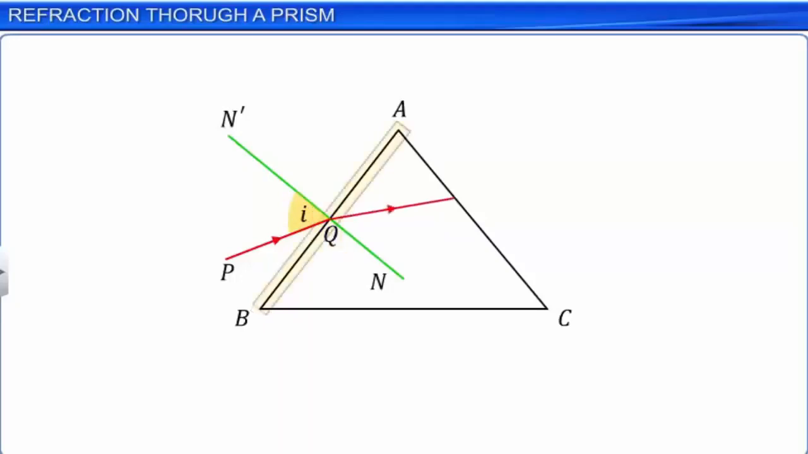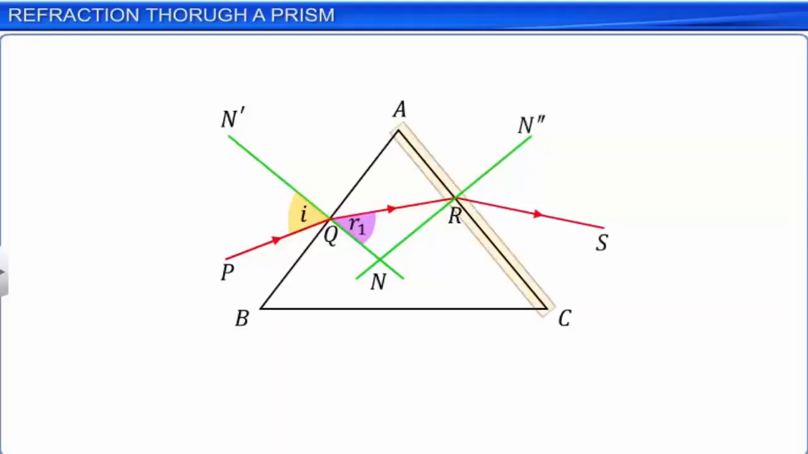The refracted ray QR is incident on the refracting surface AC at R and emerges along RS from the prism. Let NN" be the normal to the surface AC at R. For refraction at the surface AC, let the angle of incidence be R2 and angle of refraction be E, which is also known as angle of emergence. The angle between the incident ray PQ and the emergent ray RS is called angle of deviation D.